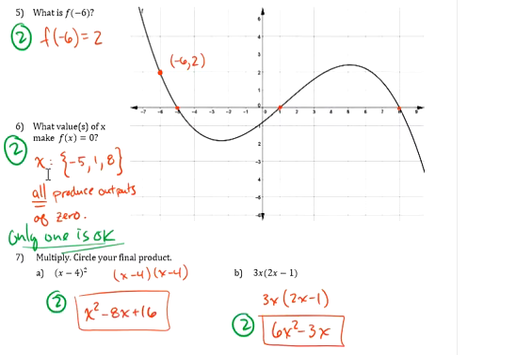Question 6 says, what value or values of x will make f of x equal 0? So in other words, what values of x will produce outputs of 0? And you can see there were 3 of them.